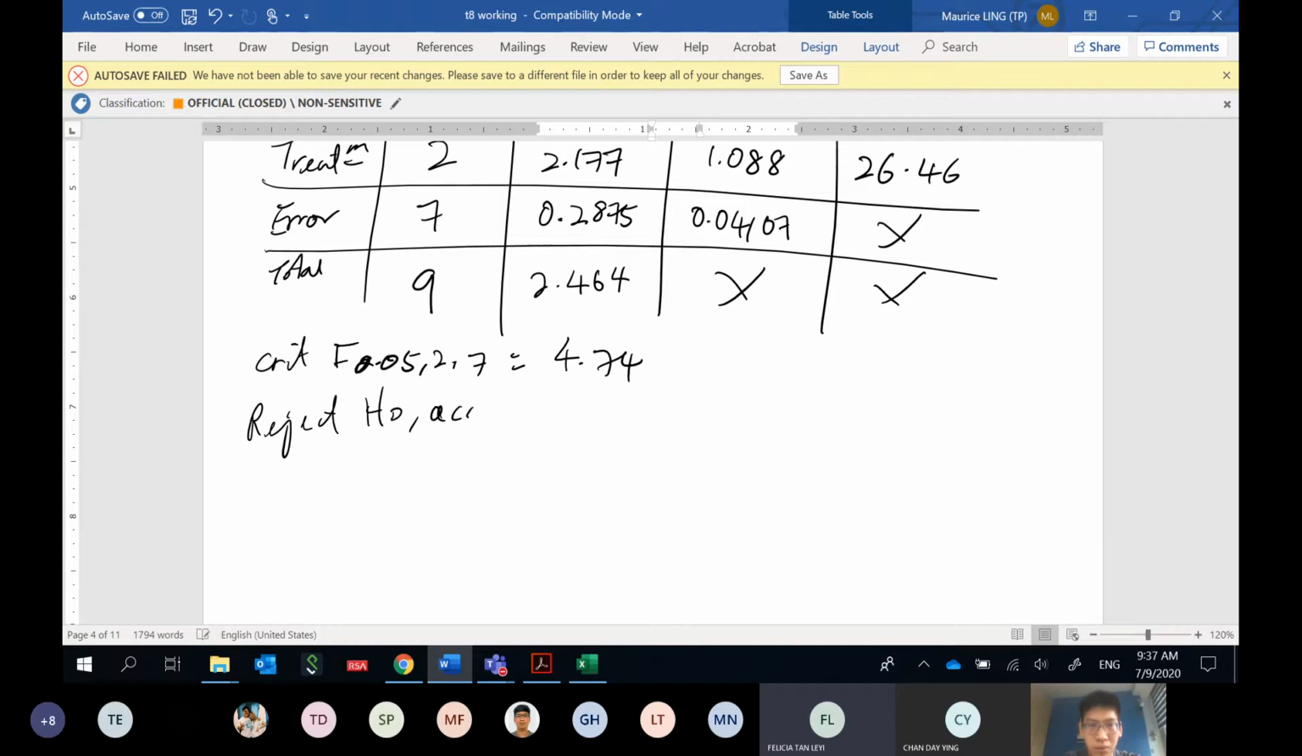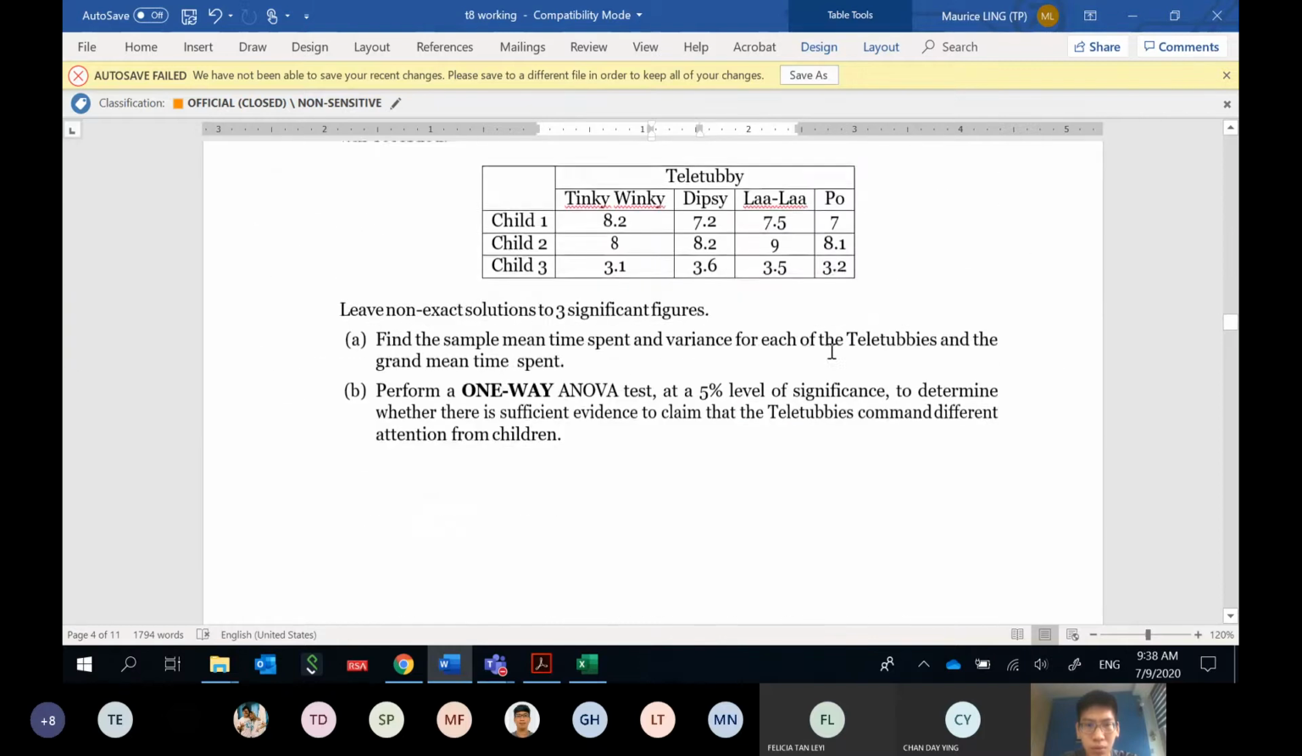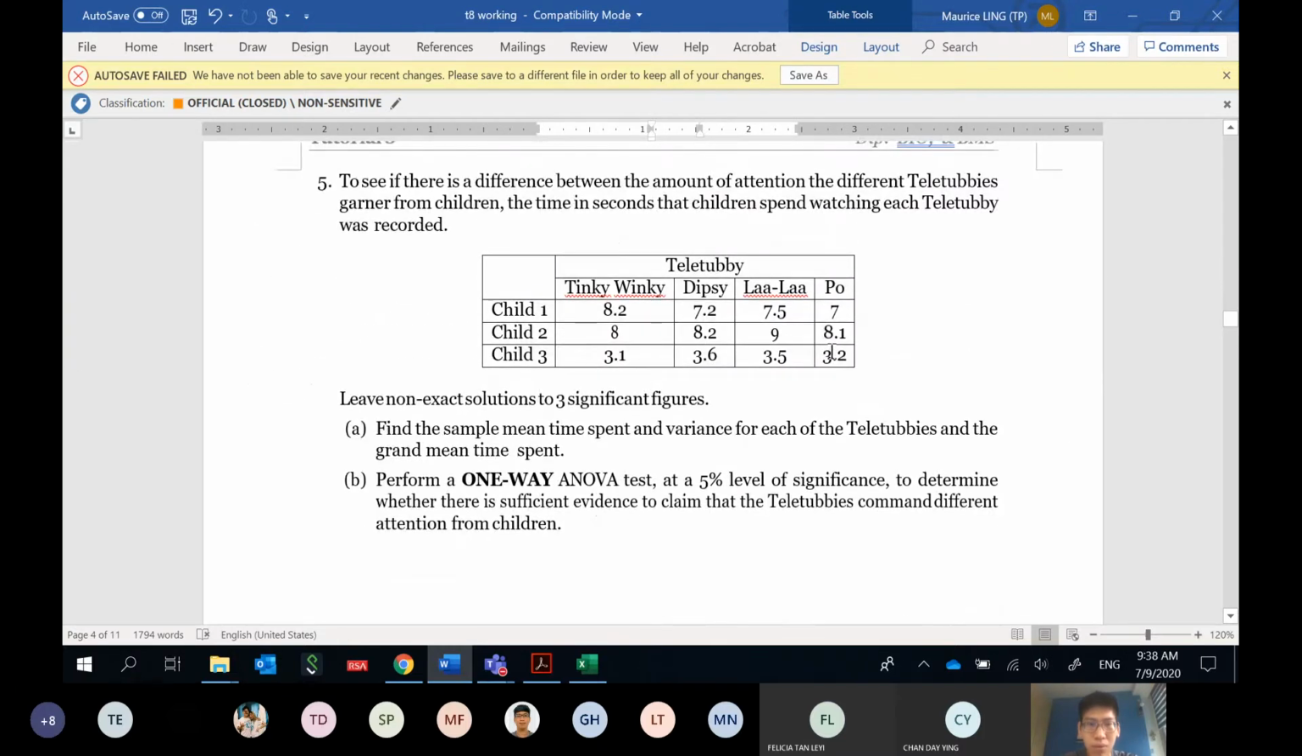Okay, so you reject the null hypothesis, and what does it mean? It means that one of the mean lifespans from filament ABC is different. Okay, so one of the average lifespans is different. I put it a bit shorter and abbreviated. Correct. All right. So you are quite familiar with all this already.